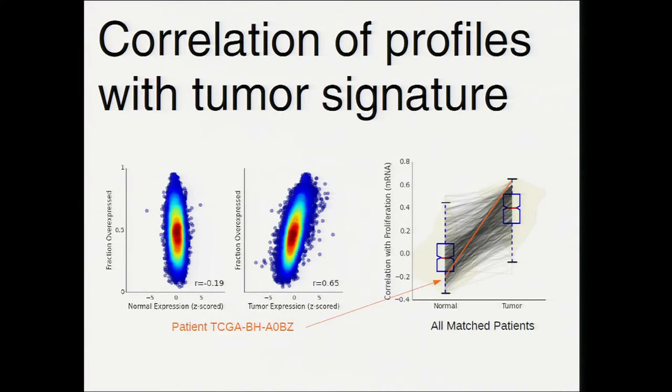So just as another sanity check, for all of our matched patients, we see 99% of them have lower values for this correlation in the normal compared to the tumor. But you can also see that there is a pretty big spread of this correlation level amongst the tumors.